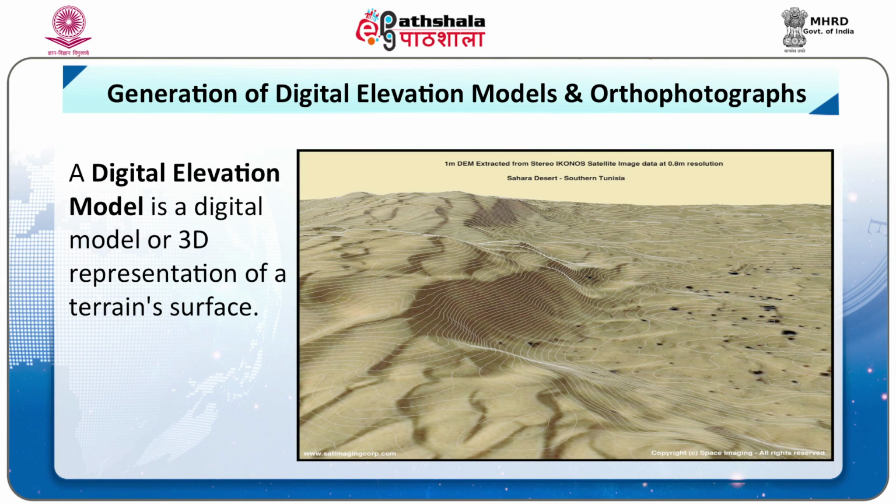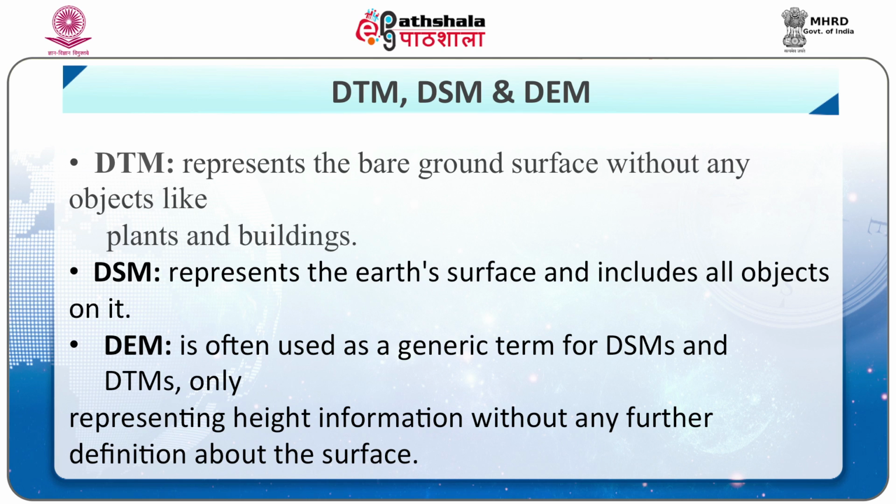A digital elevation model, as the name indicates, is a digital model or 3D representation of the terrain surface. There are three different terms which are frequently used: digital elevation model, digital terrain model and digital surface model. In most cases, the digital surface model represents the Earth's surface and includes all objects on it. In contrast to the DSM, the digital terrain model represents the bare ground surface without any objects.